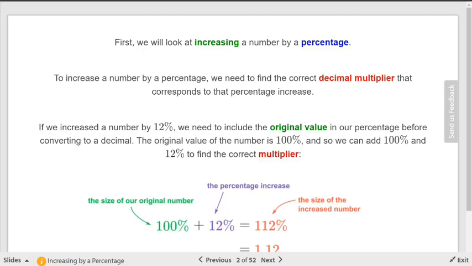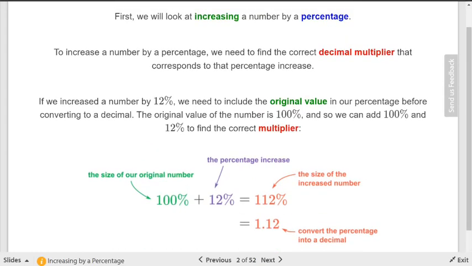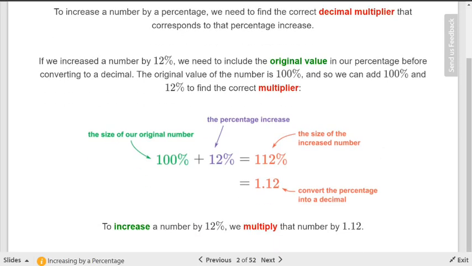All right. So we're going to look at an example that they've done. So if we increase the number by 12%, we need to include the original value. And the original value of anything is always what percent? 100, no matter what, right? Doesn't matter if it's 10 cents or $10 million. The original amount is always 100% of the cost. And then if we're increasing that by a percent, we just add that new percent to the 100. So 100 plus 12% would give us 112%.